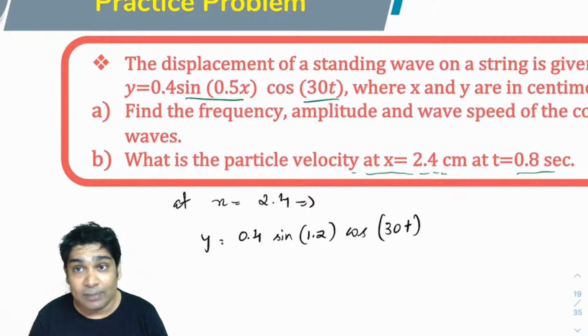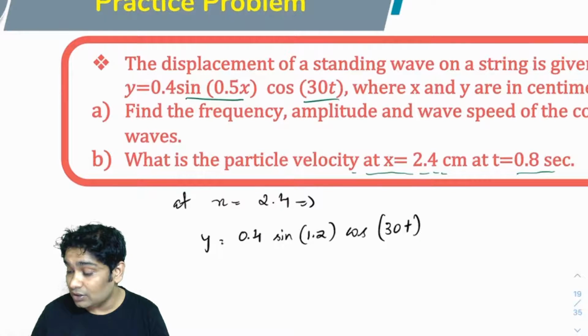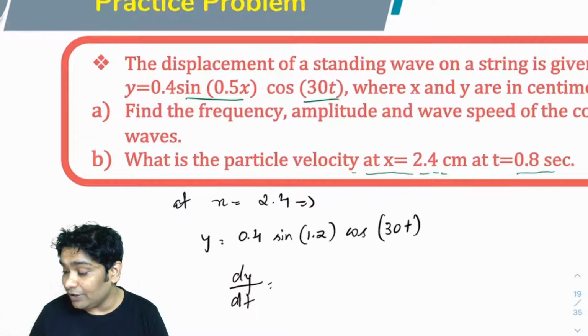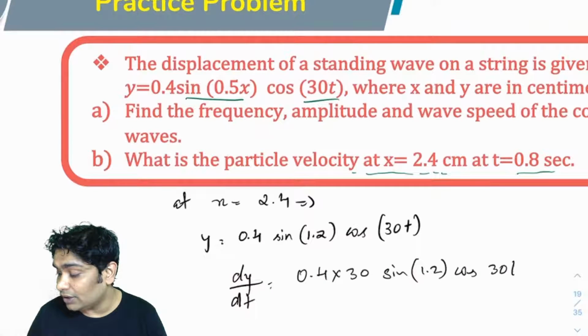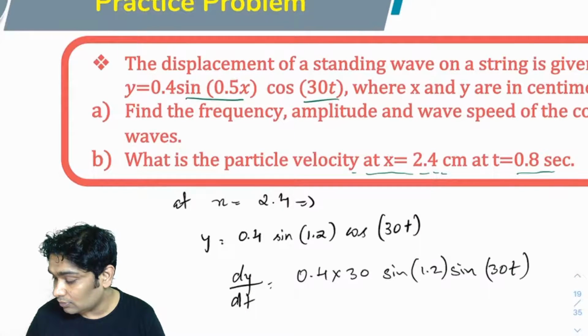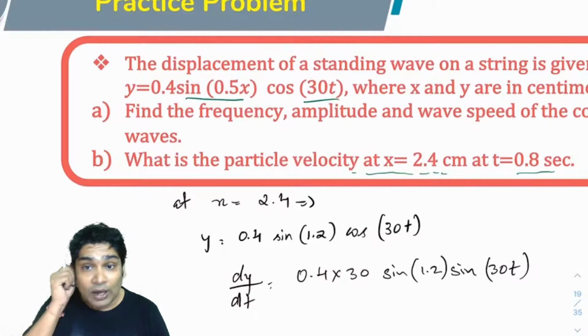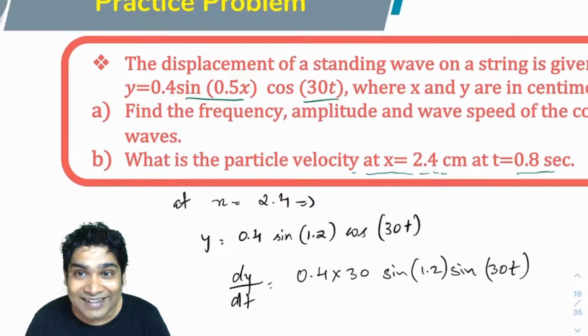Next, if I wanted to find the particle velocity, all I need to do is find dy by dt. And dy by dt will be 0.4 into 30 into sine of 1.2 into minus sine of 30t. So all I need to do is find sine 1.2.